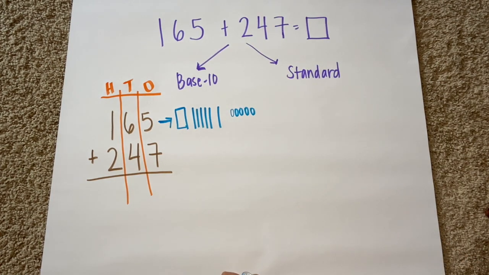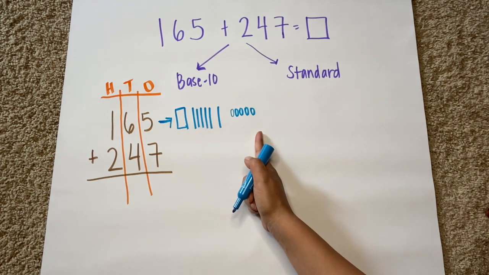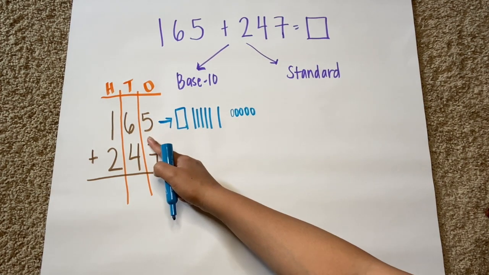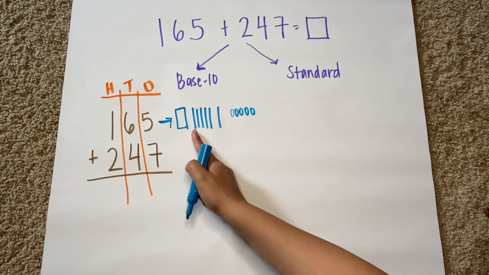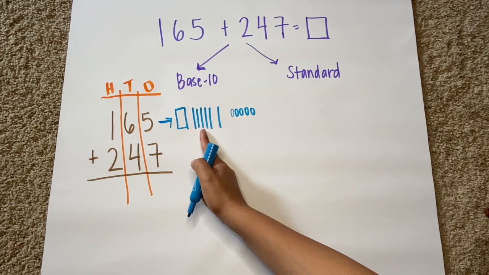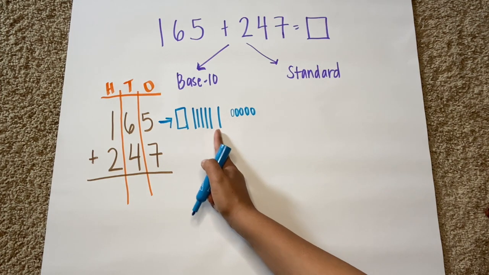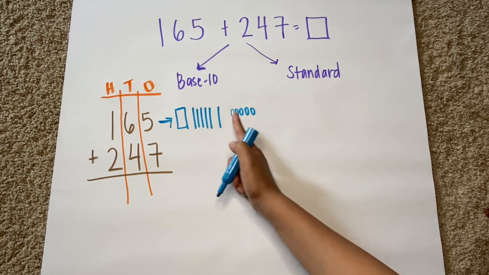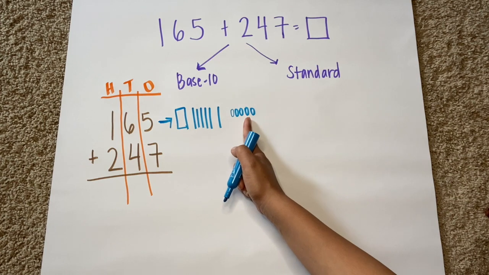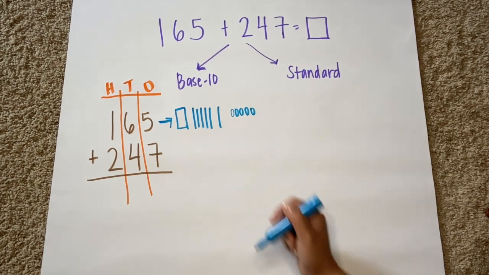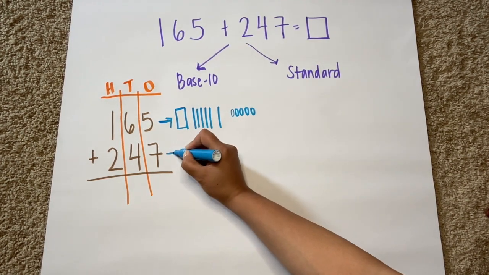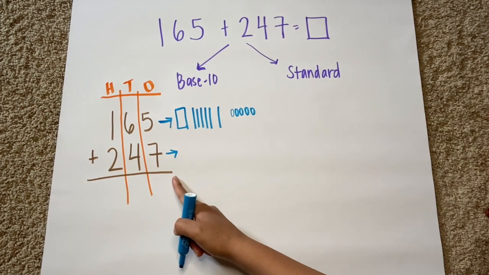All right. Now, before I move on, I always want to double check that's the correct number. Let's count: 100, 110, 120, 130, 140, 150, 160, 161, 162, 163, 164, 165. Nice job. Now let's draw 247 in base 10 blocks.